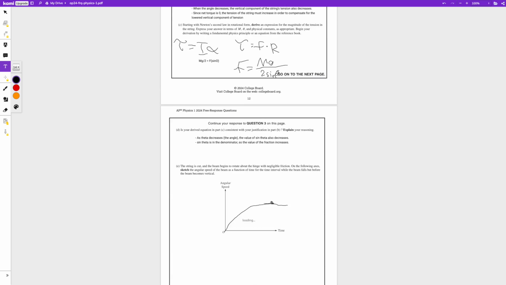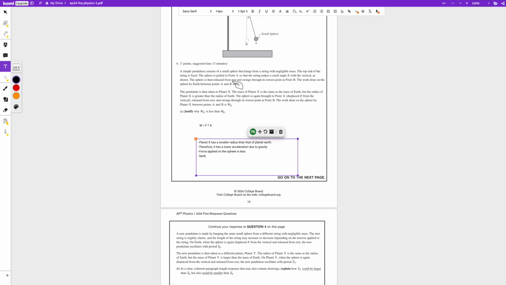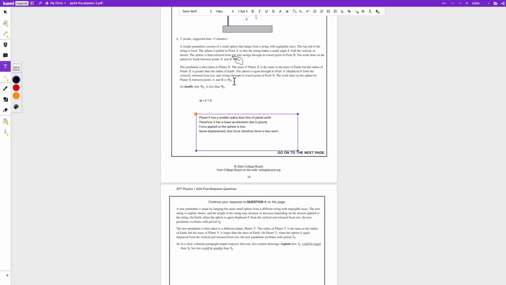So if we go back over to our question here, let's write this here. Planet X has a smaller radius than that of planet Earth. Therefore, it has a lower acceleration due to gravity. Force applied on the sphere is less, same displacement, less force. Therefore, there is less work. How are we doing so far? Okay. So that's how you answer 4A.